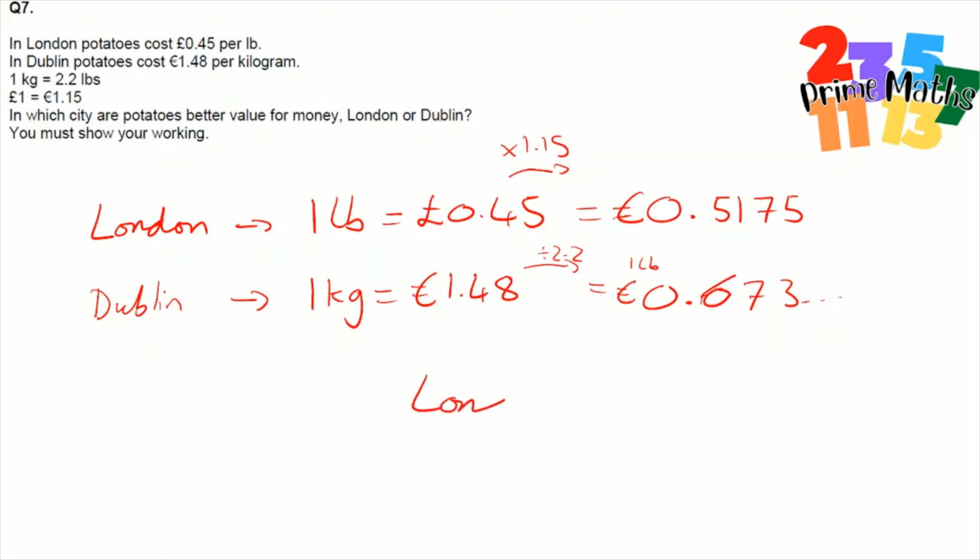So I can say that London is cheaper. We must put that conclusion comment at the end. London is cheaper. There were lots of ways to do this. That's just the way that I chose. You could compare kilograms or pounds in either pounds or euros.